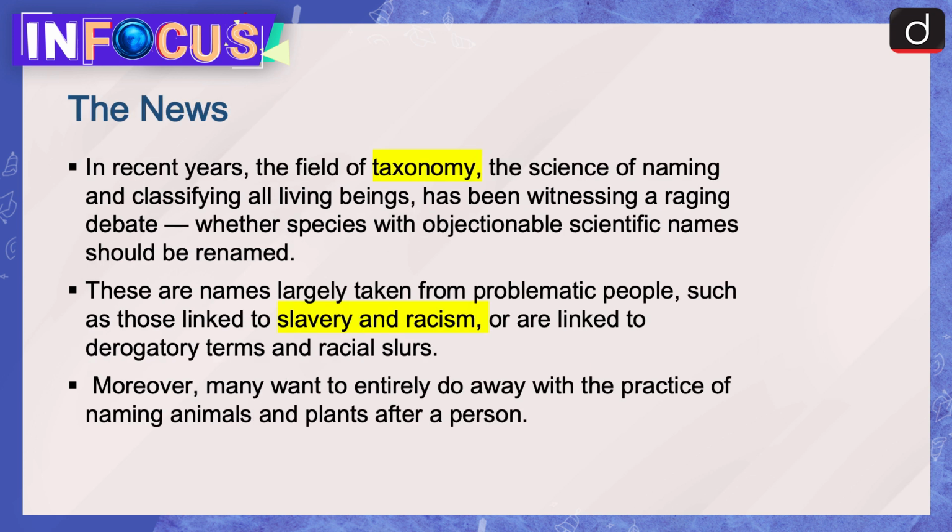First of all, moving on to the background of the news. In recent years, the field of taxonomy, the science of naming and classifying all living beings, has been witnessing a raging debate on whether species with objectionable scientific names should be renamed. These are names largely taken from problematic people, such as those linked to slavery and racism, or are linked to derogatory terms and racial slurs. Moreover, many want to entirely do away with the practice of naming animals and plants after a person.